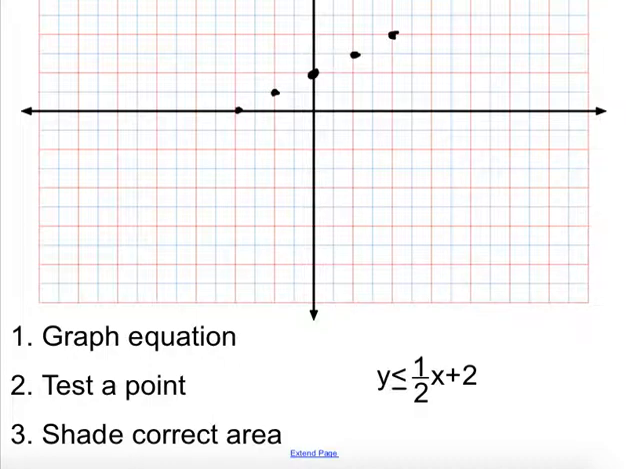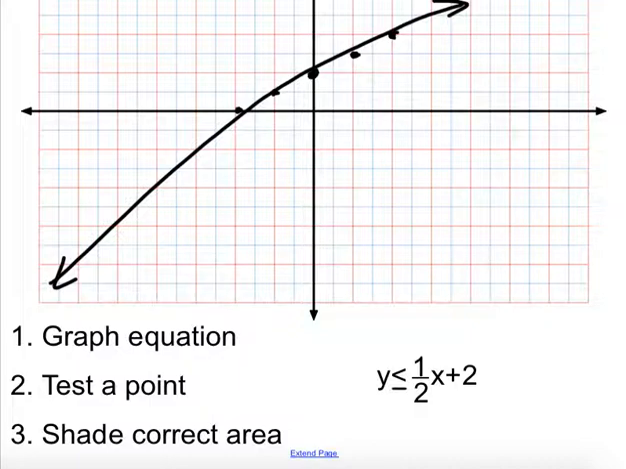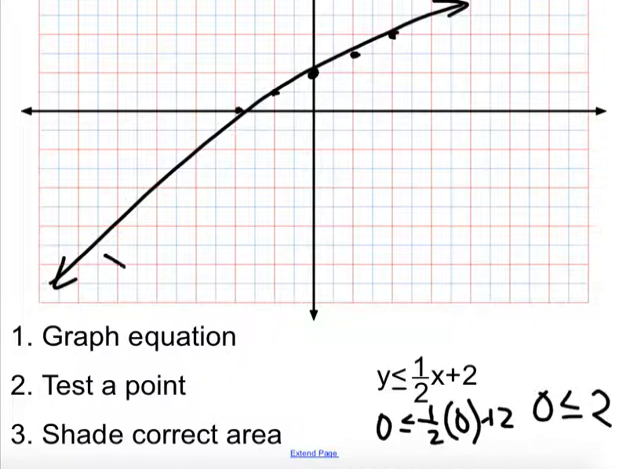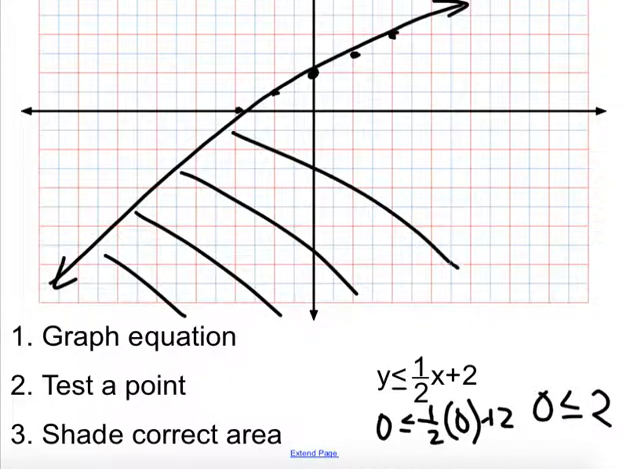And since this is a less than or equal to sign, we would have a solid line through the points. Solid line because we can be equal to it. And then we test a point. We say 0 is less than or equal to 1/2 times 0 plus 2. So is 0 less than or equal to 2? Yes, it is. So we include 0, 0.